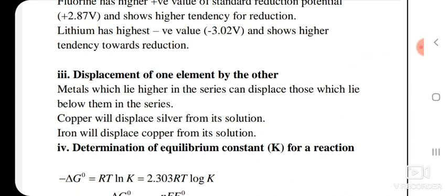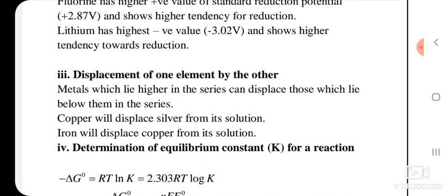Displacement of one element by the other. Metals which lie higher in the series can displace those which lie below them in the series. Copper will displace silver from its solution. Iron will displace copper from its solution.